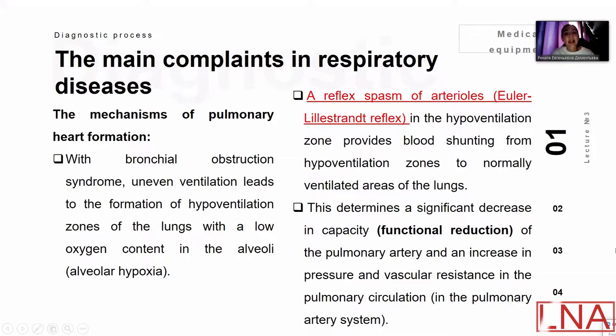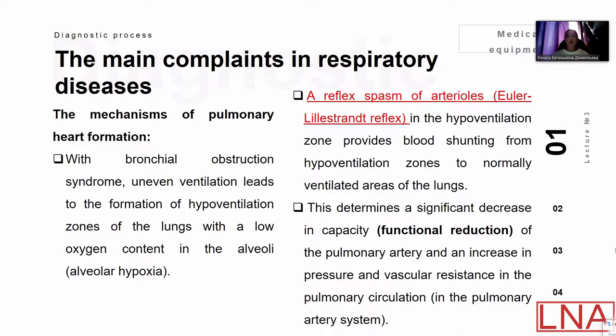pathological points. A reflex spasm of arterioles, the Euler-Liljestrand reflex, in the hypoventilation zones formed by bronchoobstruction, provides blood shunting from hypoventilation zones to normally ventilated areas of the lungs. These zones with hypoventilation don't need blood supply, and the blood needs to be shunted from these zones to healthy tissue for circulation, to try to maintain normal oxygen saturation as the main goal.